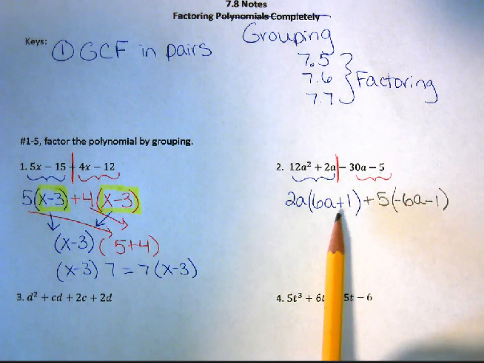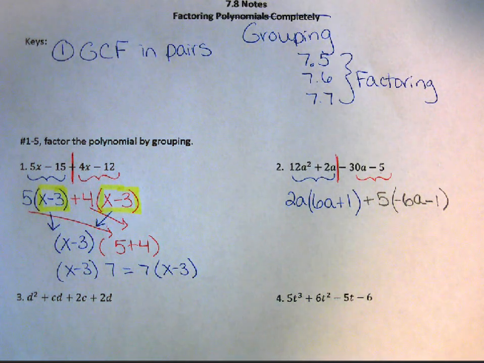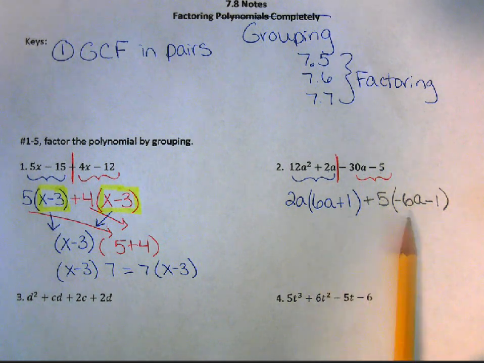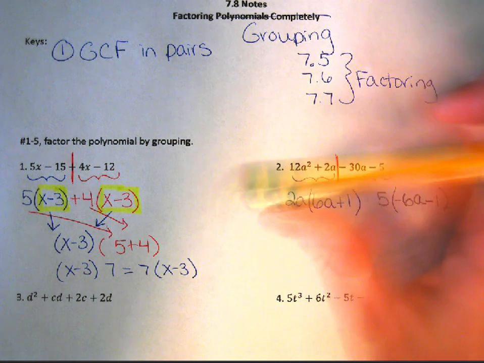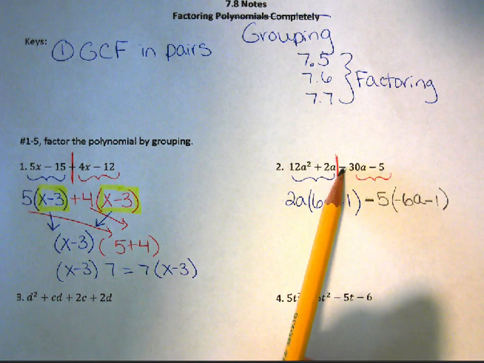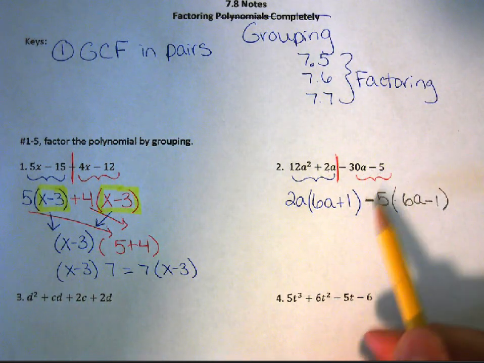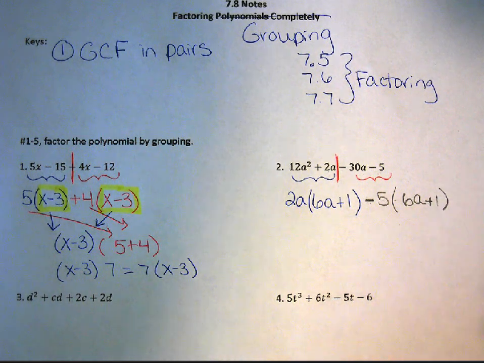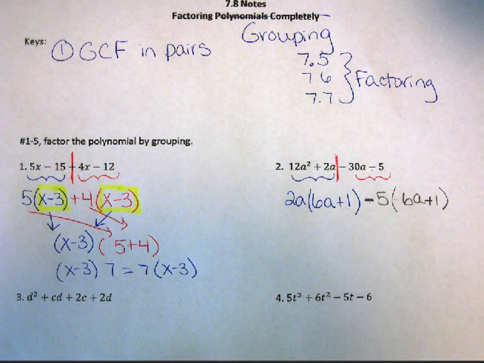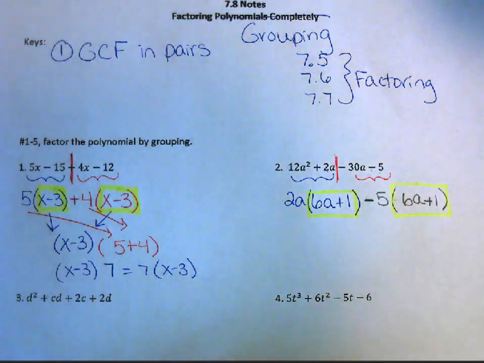Do you notice how my parentheses are very similar, but the symbols are not correct? I need these parentheses to match exactly. So what if I took this out as a negative 5? If I pulled this out as a negative 5, then a negative divided by a negative would make a positive, and a negative divided by a negative would make a positive. Now look at my parentheses. Do you see how they're exactly the same? That's what you're going for. You're trying to get these parentheses to be exactly the same.